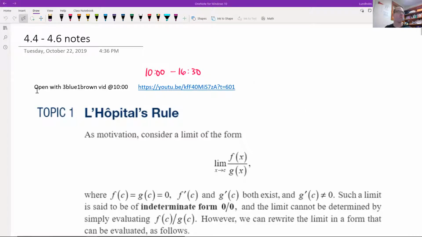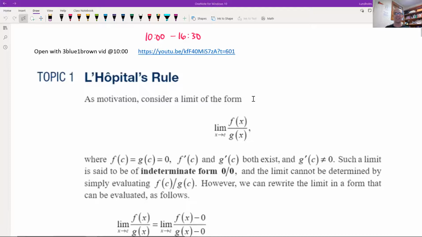And before I start working through this stuff, I would suggest you go ahead and look at the 3Blue1Brown video. It's on that YouTube playlist. I would start it at 10 minutes and then go to 16.5 minutes. There's a nice animation there that shows you why L'Hopital's rule makes sense intuitively. So go ahead and do that and then come back and we'll get into this stuff.